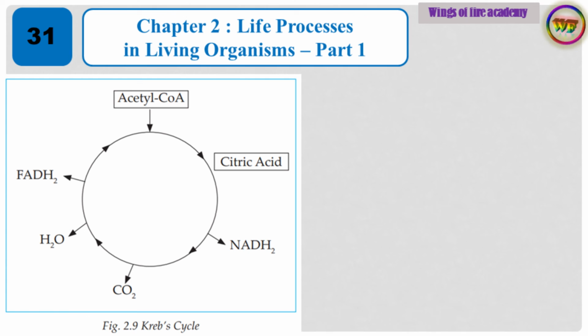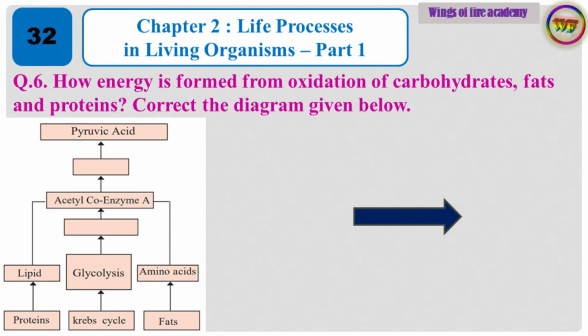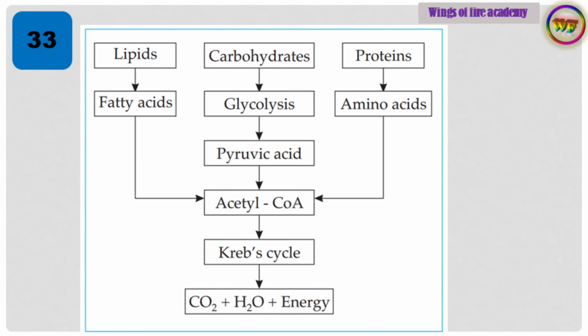Diagram is given directly. Question 6. How is energy formed from oxidation of carbohydrates, fats and proteins? Correct the diagram given below. Answer is given directly.